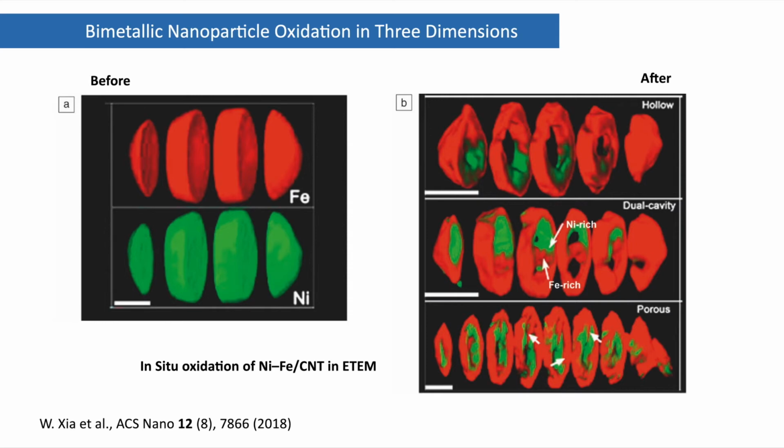One demonstration of this here is shown for an iron-nickel nanoparticle, in which the iron and nickel is relatively homogeneous. However, after in situ oxidation, we see that the system phase segregates into a nickel-rich region and an iron-rich region, and cavitation also occurs. This cavitation is driven by a Kirkendall effect, and we can see that the cavities can be single, hollow, large cavities, dual cavities, or porous cavities.